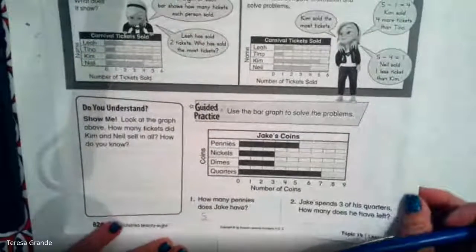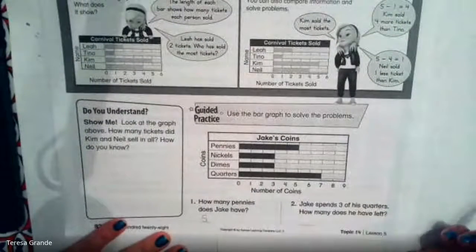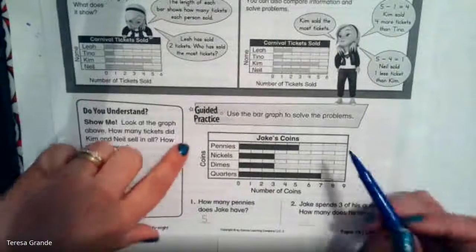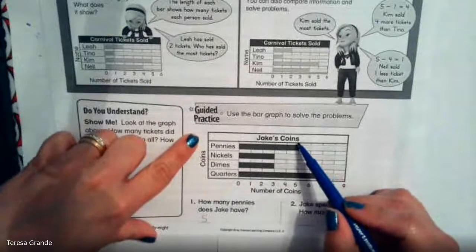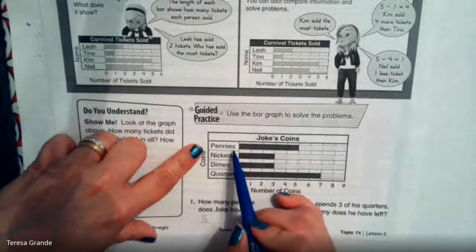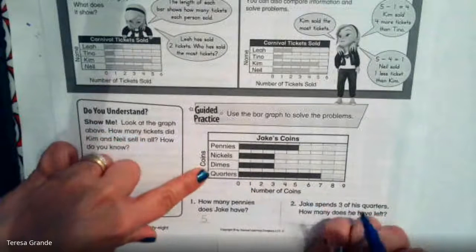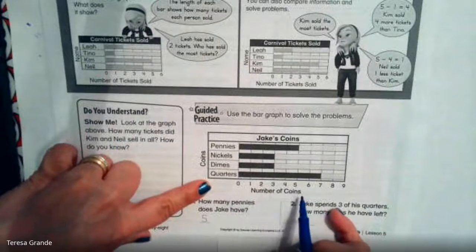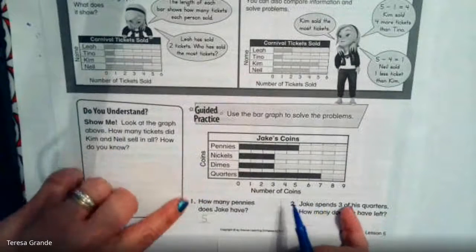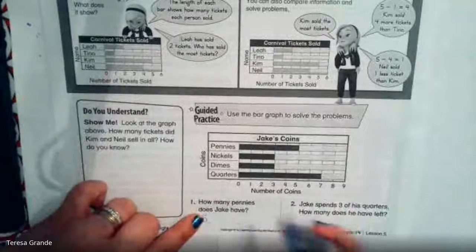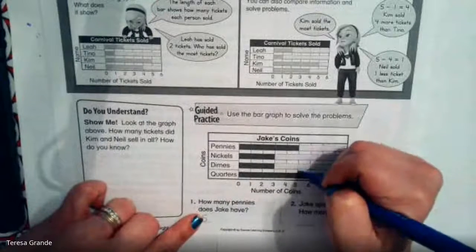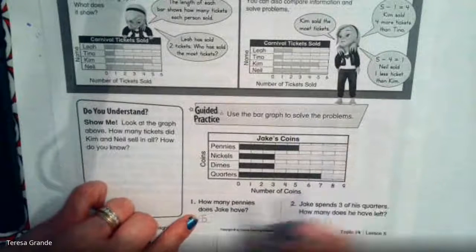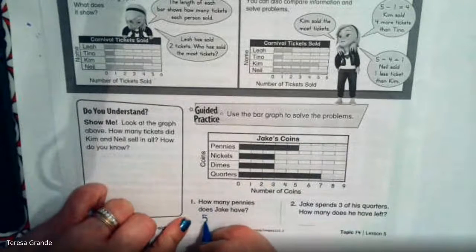Let's look at our first example. We're going to use the bar graph to solve the problems. In this bar graph, we're looking at Jake's coins. The coins he has are pennies, nickels, dimes, and quarters. And the numbers across the bottom show how many coins he has of each. How many pennies does Jake have? Let's find pennies. We know that he has 5 pennies.